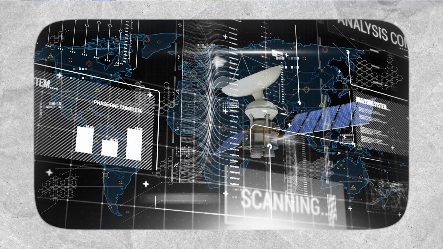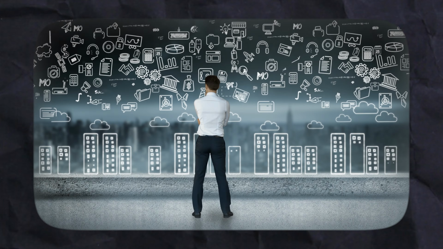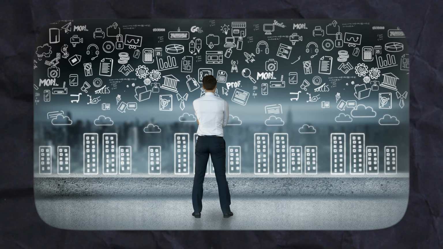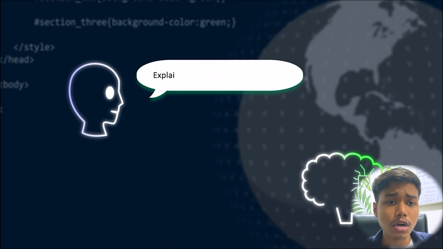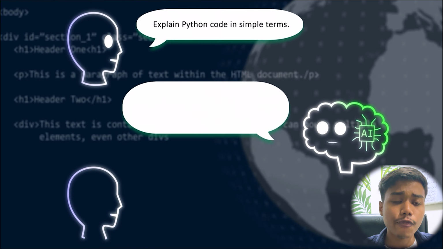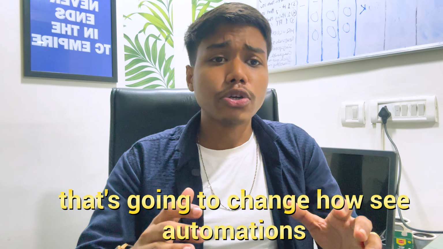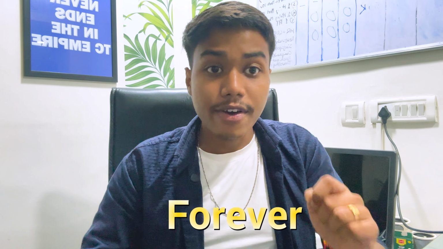What if I told you could build complex automation workflows without touching a single node or learning hundreds of different tools or writing any kind of code? Just tell AI what you want and it will build an entire workflow for you in minutes. In this video, I'm about to show you something that's going to change how you see automations forever.